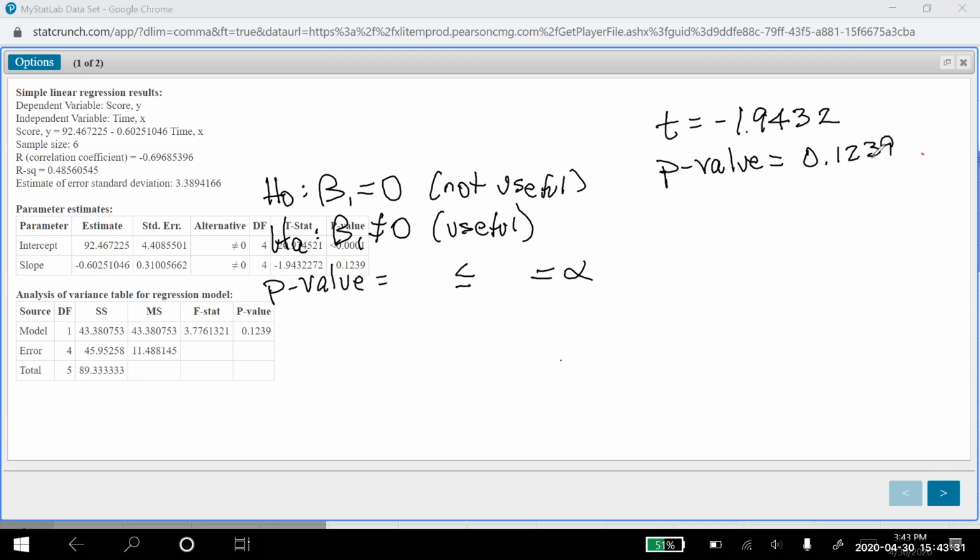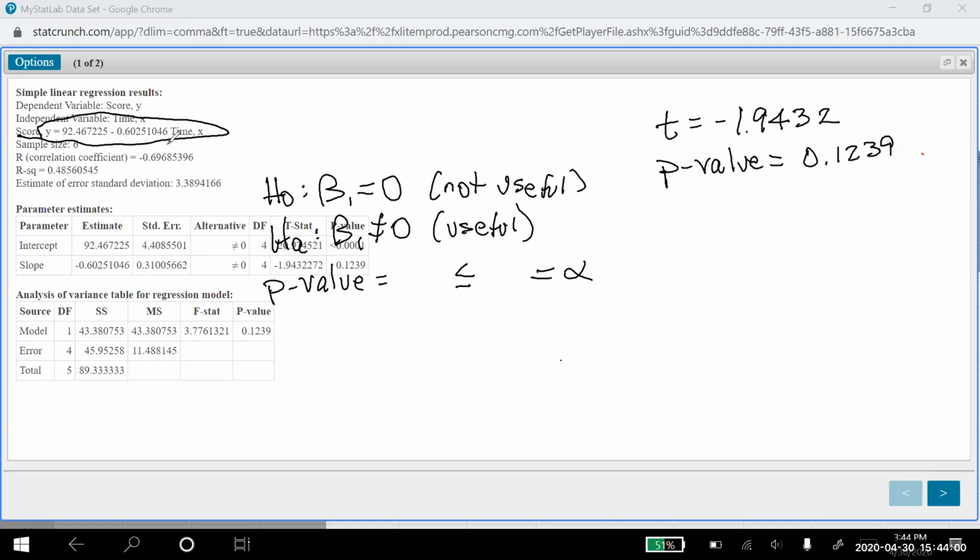All right. So that's all I need. So we're looking nice. Remember, if I wanted the regression equation, it's here too. Here's the regression equation: Y equals 92.467 minus 0.60 times x. That "time" is just there because we called it time x. That's how we labeled that first column. So that's why it's in there.